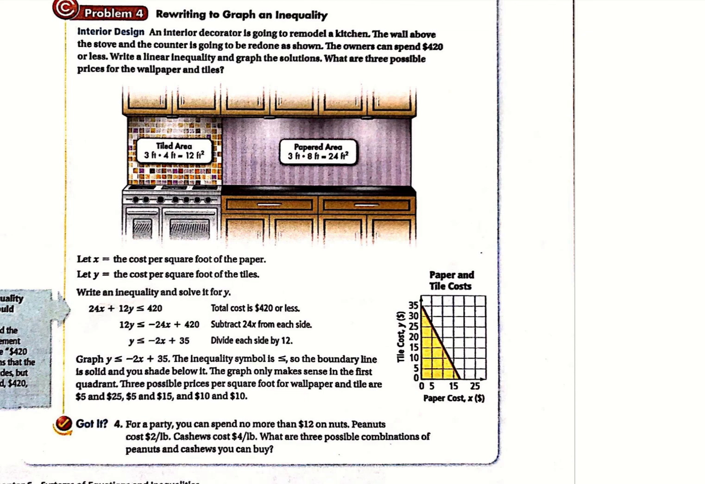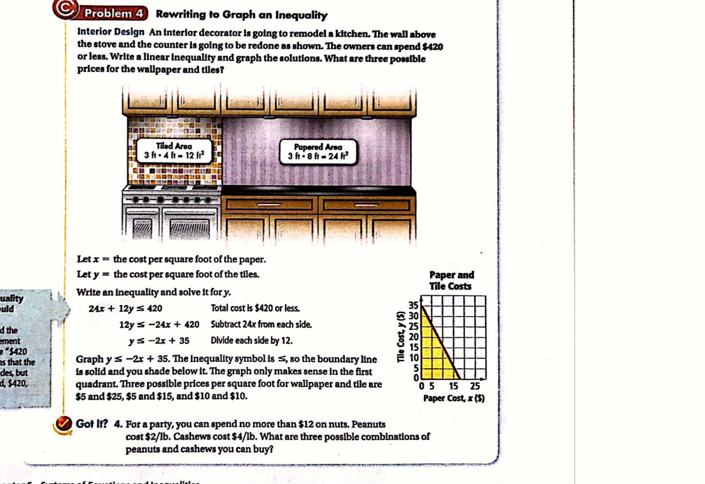All right, so we're going to real quickly go through problem 4. This is a word problem. It says an interior decorator is going to remodel a kitchen. The wall above the stove and the counter is going to be redone as shown. The owners can spend $420 or less. Write a linear inequality and graph the solutions. What are 3 possible prices for the wallpaper and tiles?